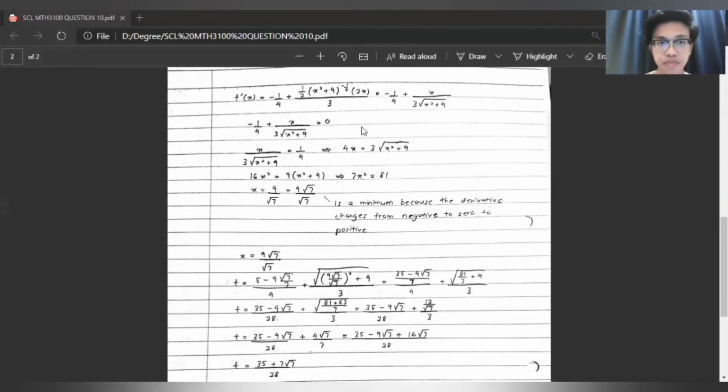Okay, next step, we use calculus to find the maximum or minimum value of the objective function. So we need to use the first derivative to find x, and then we get x is equal to 9 square root 7 over square root 7.